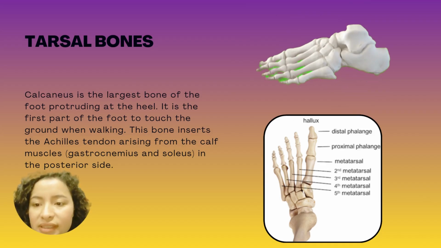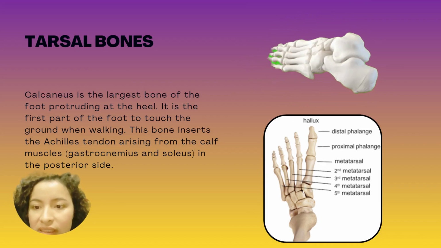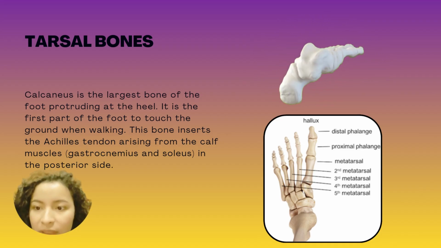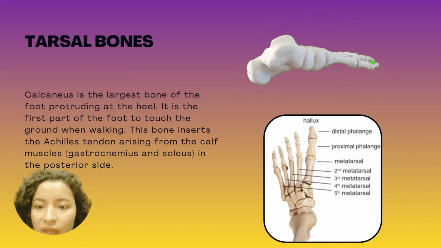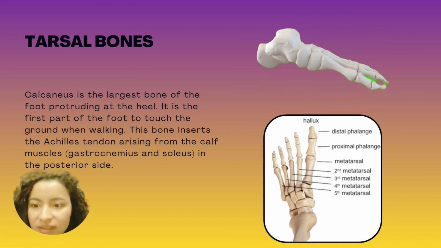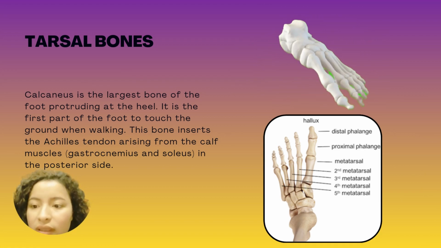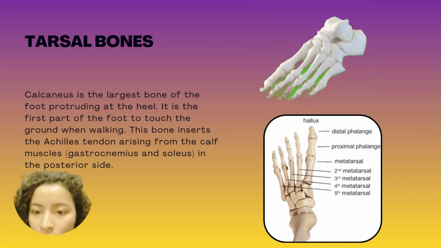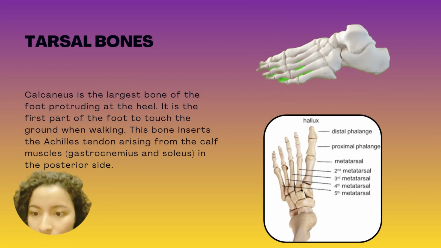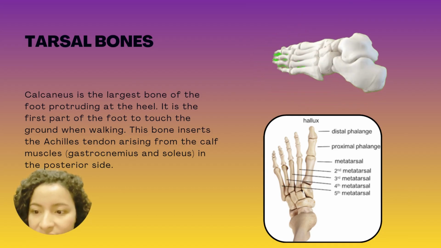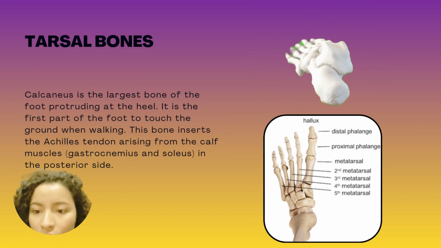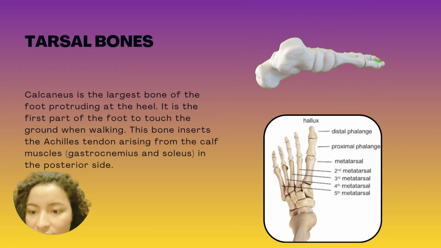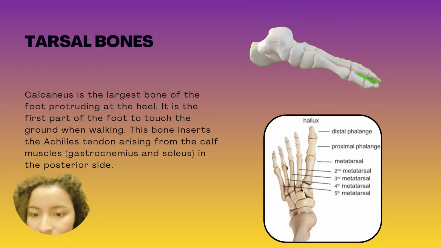Cuboid is a smaller bone situated on the lateral side of the foot between the calcaneus and the fourth and fifth metatarsal bones. It takes its name from its cuboid shape. It is for insertion of ligaments and forms articulations with the following bones: calcaneus, third cuneiform, and fourth and fifth metatarsals.